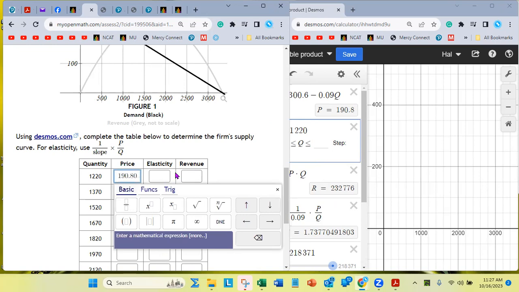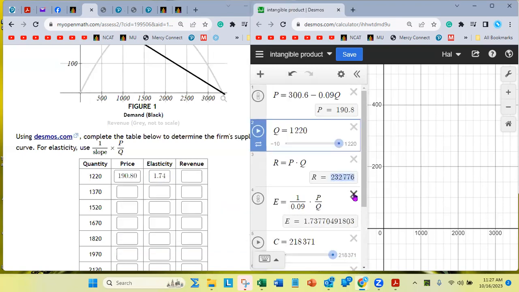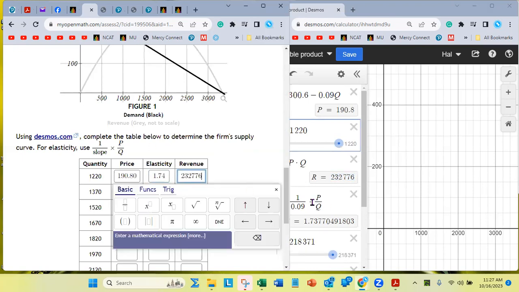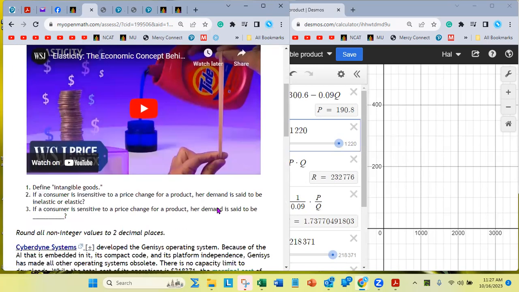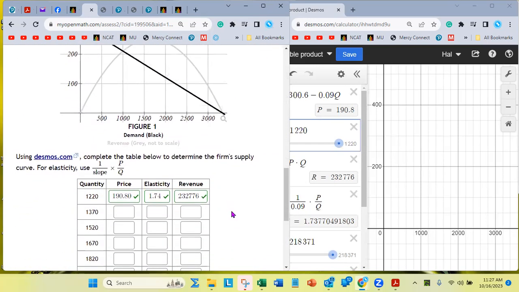Right. My elasticity to 2 decimal places is 1.74, right? The 7 in the third spot makes that a 4 when we round to 2 decimal places. And then my revenue is 232,776. And we'll hit enter to make sure we got it right. And everything looks good. All right.